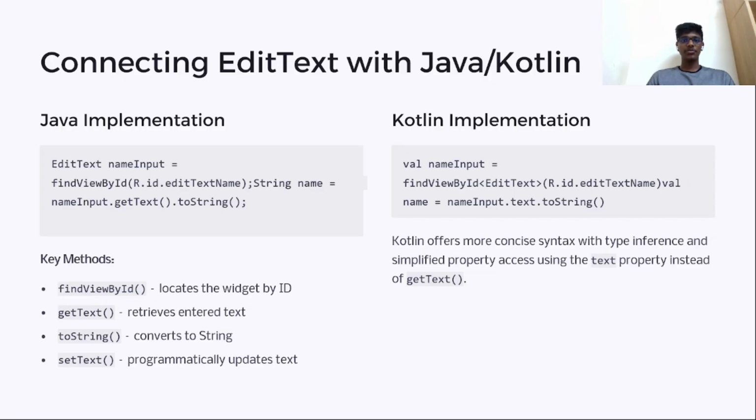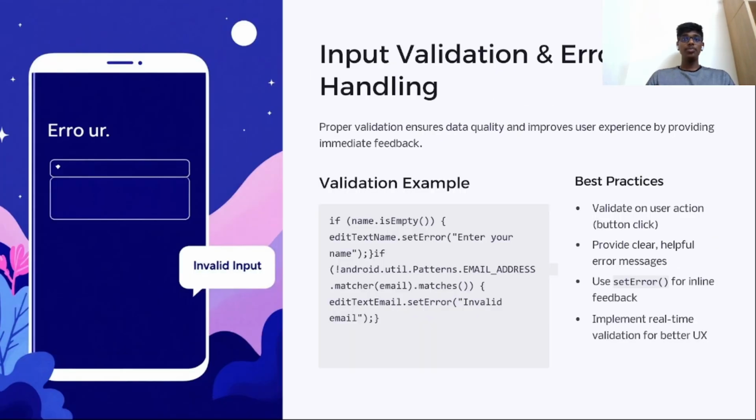Here are some of the keywords. findViewById locates the view by its ID, and text gets the current text. toString converts it to a string. You can also use setText to update the text programmatically. Kotlin syntax is concise compared to Java, making it easier to work with input validation and error handling. Validation is super important for a good user experience.